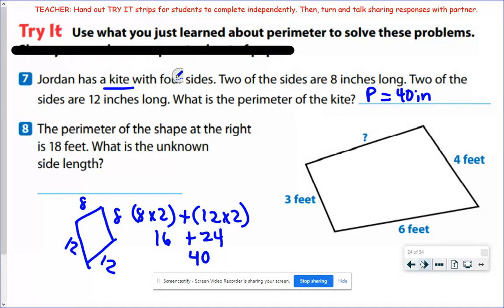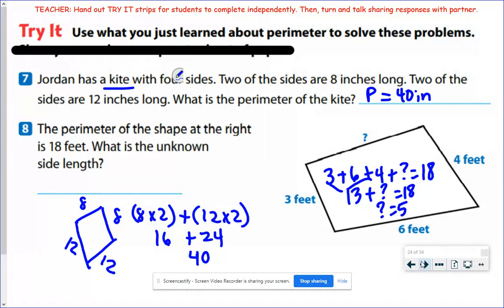The perimeter of this quadrilateral in number 8 is 18 feet. So if you're adding 3 plus 6 plus 4 plus what equals 18, all of these numbers added together is 13. So the missing side length is 5 feet.